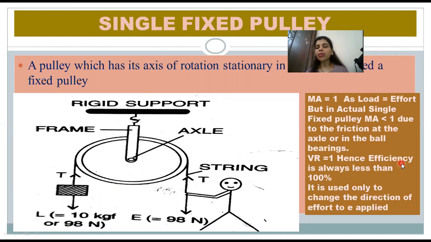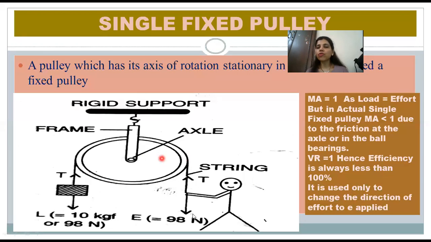So when we are writing about the efficiency, as we have learned in the previous slides, efficiency is equal to MA upon VR. We have derived that also. As it is MA upon VR, and MA is less than 1, that's why efficiency can never be 100% in case of an actual machine. It's always going to be less than 100% due to the friction.